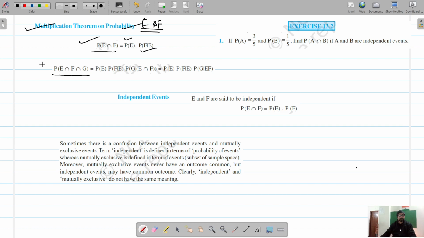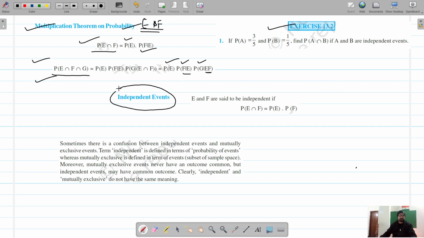And if we have to find the combined probability of three events, then it should be the probability of the first event multiplied by the probability of the second when the first has happened, multiplied by the probability of the third when both the first and second have happened. So we will check this in this exercise 13.2 as well.